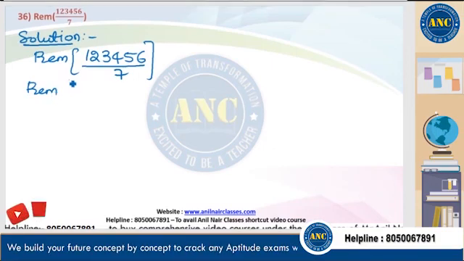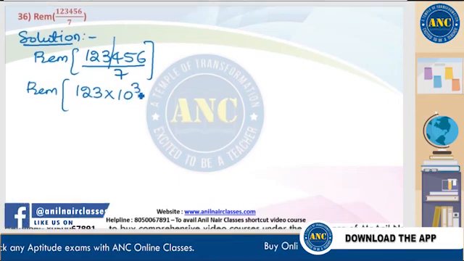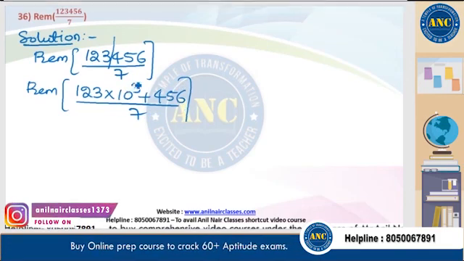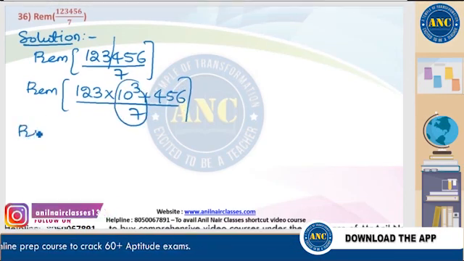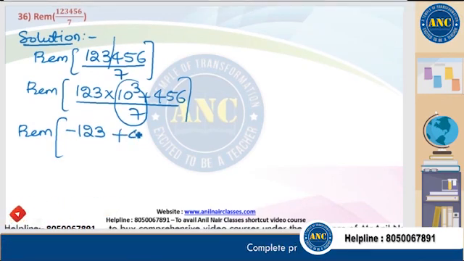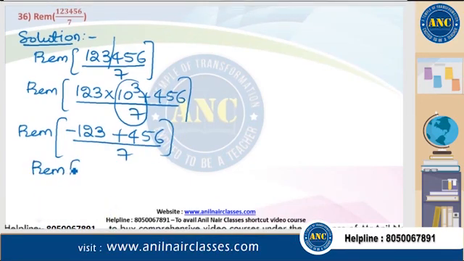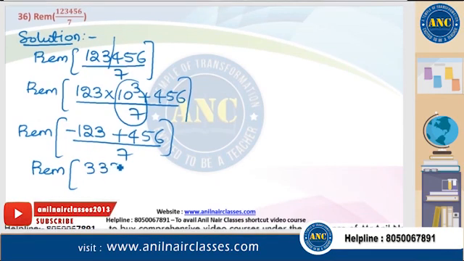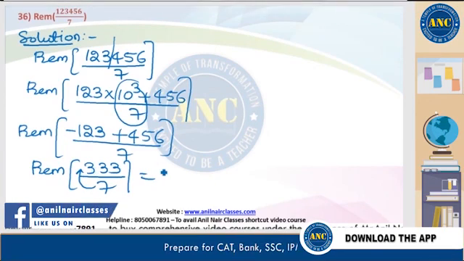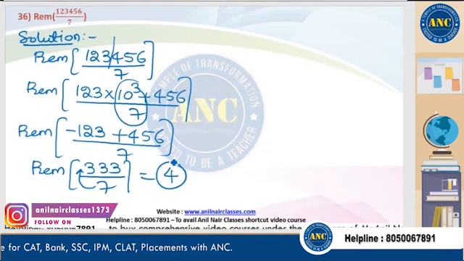Start from the unit digit. Take a group of 3 digits. 123 into 10 cube plus 456, divided by 7. 10 cube by 7 leaves minus 1. So this becomes minus 123 plus 456 divided by 7. This is nothing but the remainder. 456 minus 123 is 333, divided by 7. 7 fours are 28, 53. 7 sevens are 49, which leaves 4. I hope it is clear.